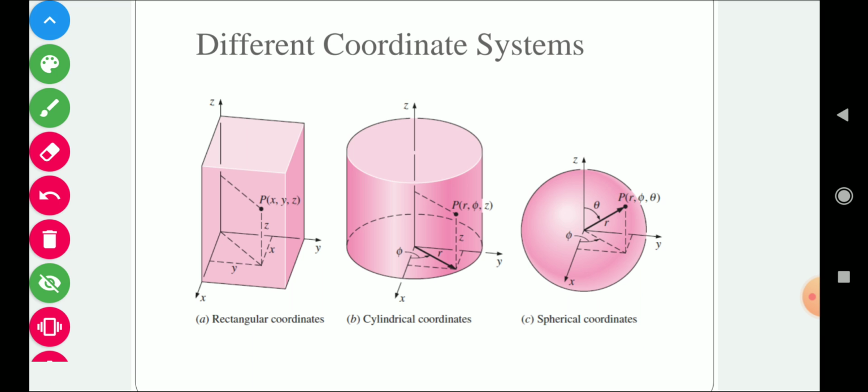Similarly, for the cylindrical coordinate, you require three coordinates: r, theta, and z. Here z is the vertical coordinate, r is the radial coordinate, and theta is the angular coordinate. Similarly, in the spherical coordinate, we have r, phi, and theta. Here again r is the radial coordinate, and theta and phi are the angular coordinates.